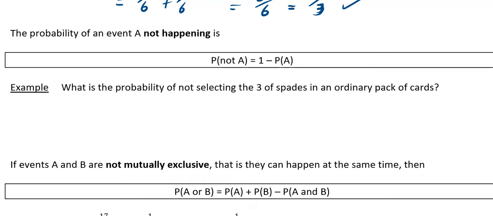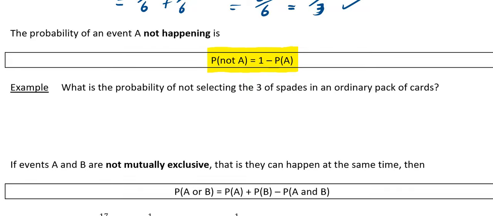Now, the probability of an event A not happening. The probability of A not happening is 1 minus the probability that A does happen. That's because A happening and A not happening cover all the possible outcomes, and all the possible outcomes, remember, add up to 1. So 1 minus the alternative is going to give you not A.